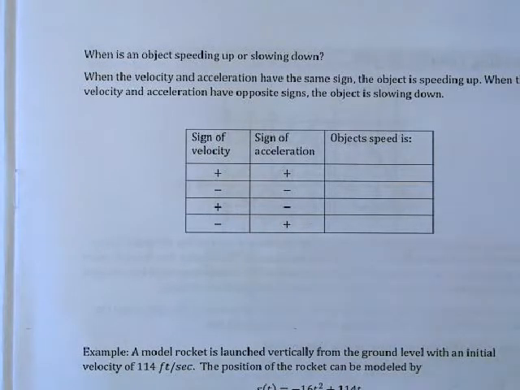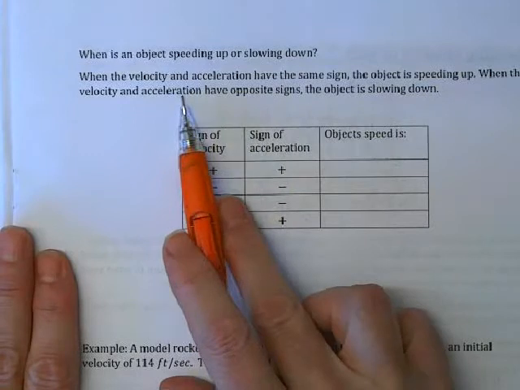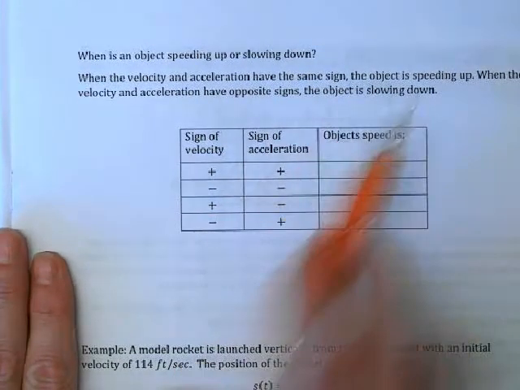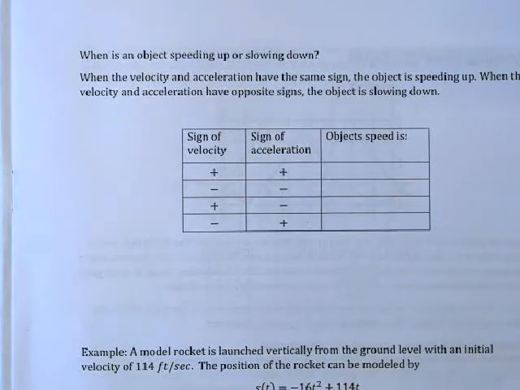Okay, another important thing is to know how can you tell if an object is speeding up or slowing down? We have a rule that if velocity and acceleration have the same sign, then the object is going to be speeding up. If they have opposite signs, the object is going to be slowing down.